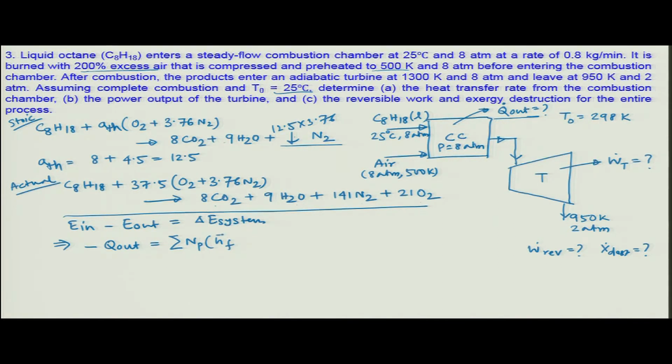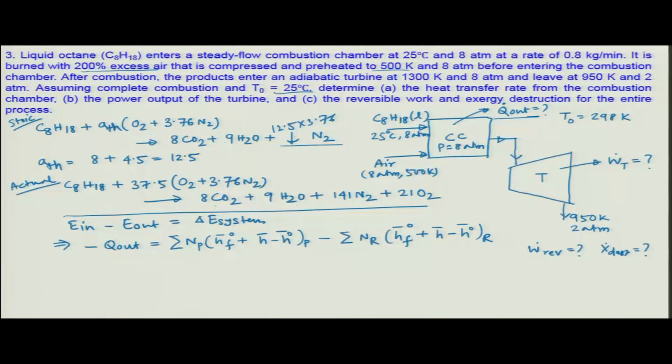So, Hf naught plus H minus H naught of the product. And then you have to subtract the enthalpy of the reactants. So, Hf naught plus sensible enthalpy of the reactants. Now, again I will have to make a table, and then we can easily calculate the amount of heat that is going out of the combustion chamber. So, in the next page I will just write out the table.